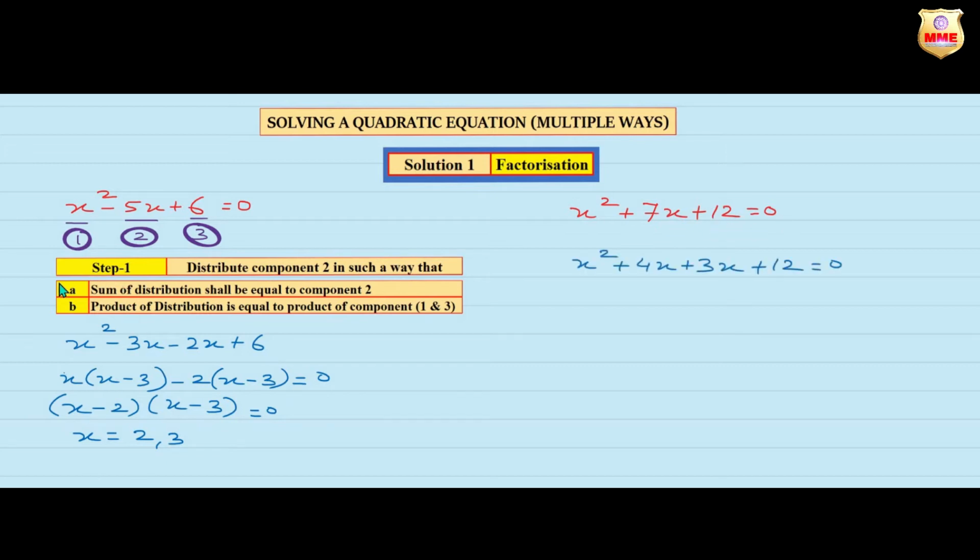Now, applying the same conditions as we have done in the first problem, we have distributed 7x into 4x plus 3x, so that the sum of these two values will be equal to 7x and the product of these two values will be equal to the product of the first and the third component. So on further solving this equation we get two common factors, and that is x plus 3 and x plus 4. So we get the solution set of x, and that is minus 3 and minus 4.